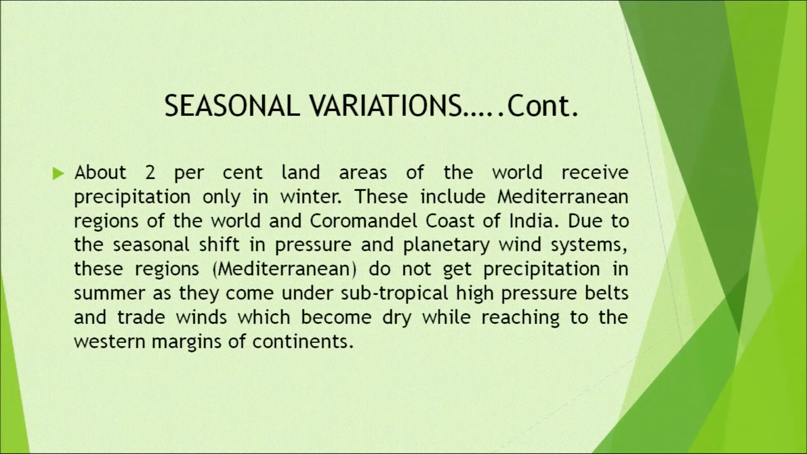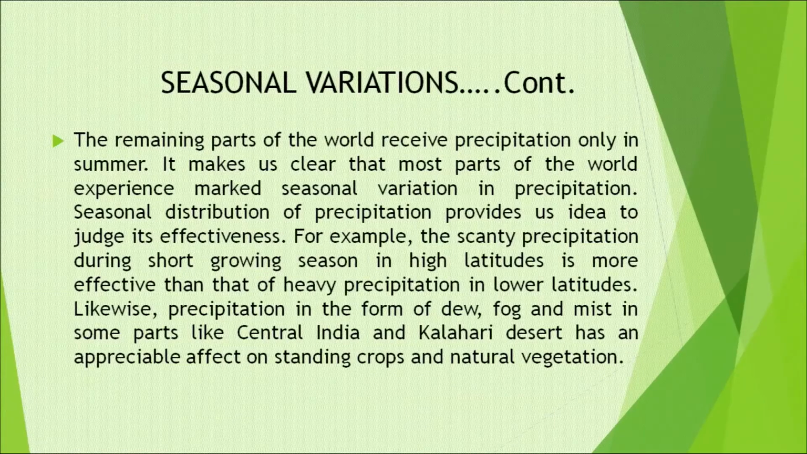Due to the seasonal shift in pressure and planetary wind systems, these regions do not get precipitation in summer, as they come under subtropical high pressure belts and trade winds, which become dry while reaching the western margins of the continent. The remaining parts of the world receive precipitation only in summer. It makes us clear that most of the world experiences marked seasonal variation in precipitation.